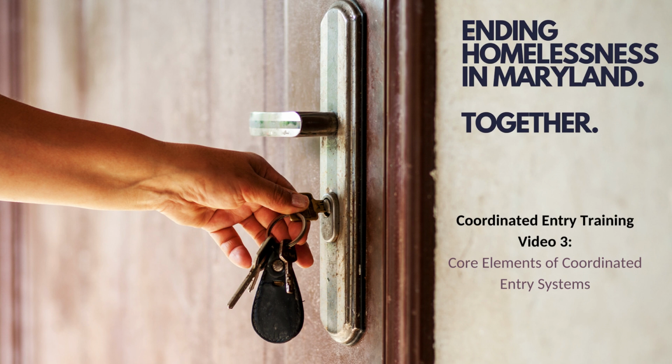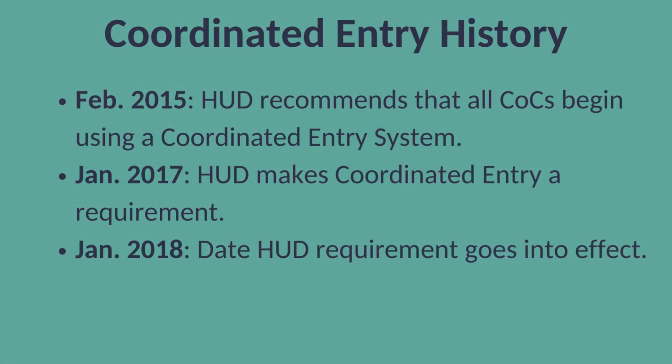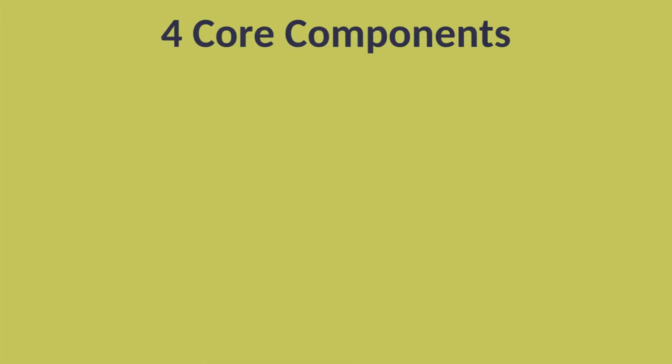This video will discuss the core components of coordinated entry along with some elements of a successful coordinated entry system. In the last video, we discussed how HUD required that all continuums of care throughout the country begin to use a coordinated entry system. In this requirement, there are 4 core components. If you take away anything from this video, please let it be this list of things. A successful coordinated entry system should have all of the following.